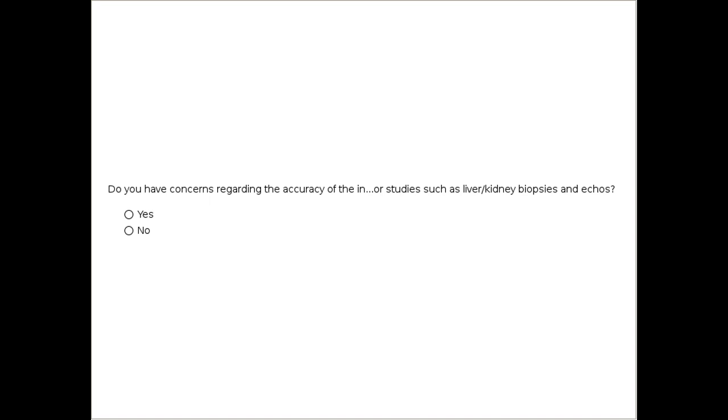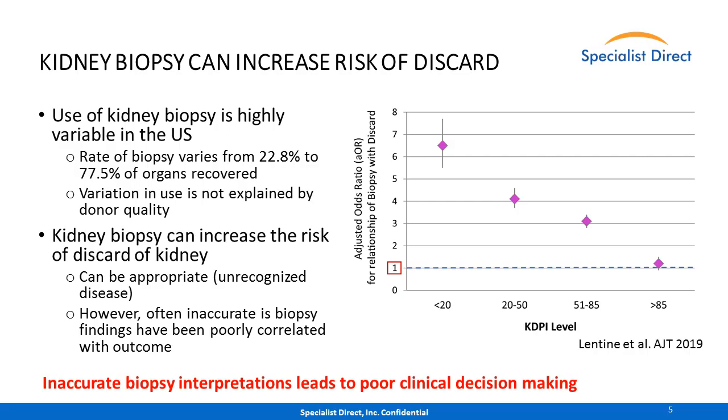So I wanted to make this a bit interactive, and so I had a polling question here, a simple yes or no question for the group. Do you have any concerns regarding the accuracy of the interpretation within your organization as you receive studies such as liver, kidney, biopsies, or echoes, etc.? Just a quick yes or no, and we'll give it a few minutes. Seeing the group out there today, if you have similar concerns related to these challenges in terms of the accuracy of the interpretation, feel free, just a quick yes or no. And then I'll continue to move on.